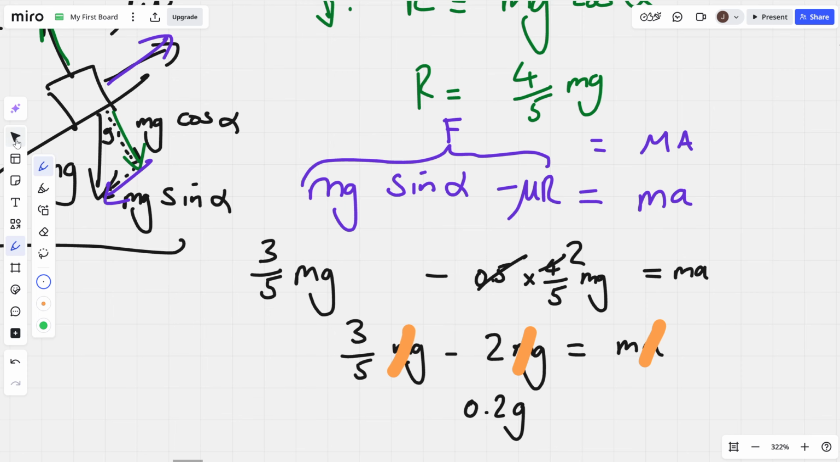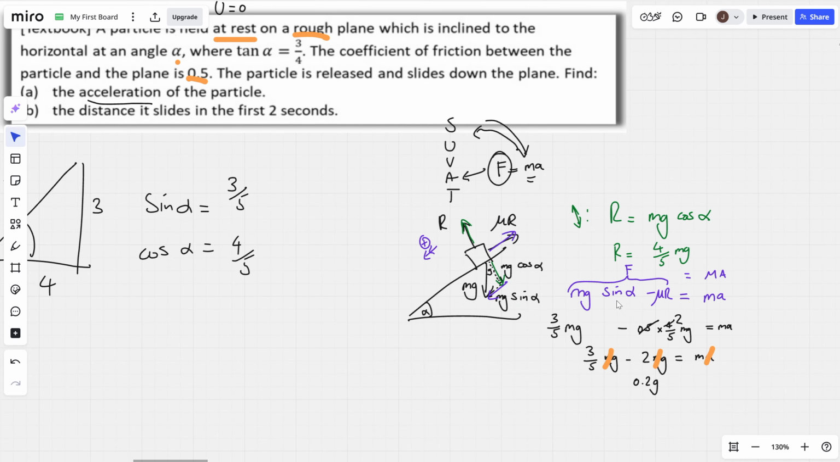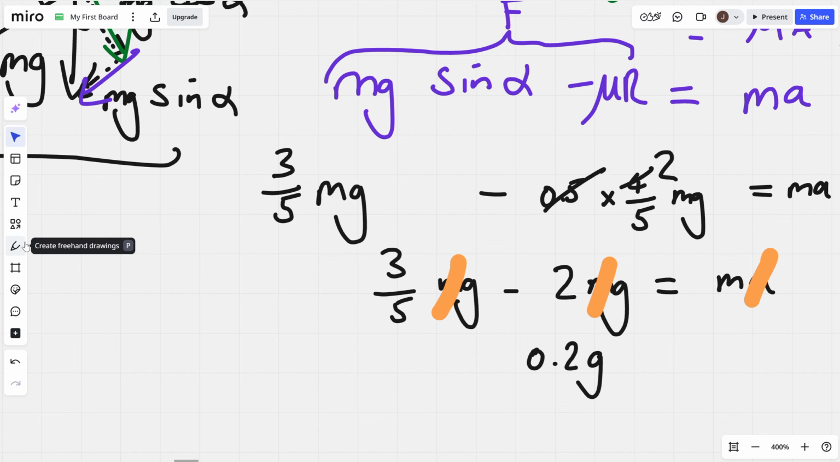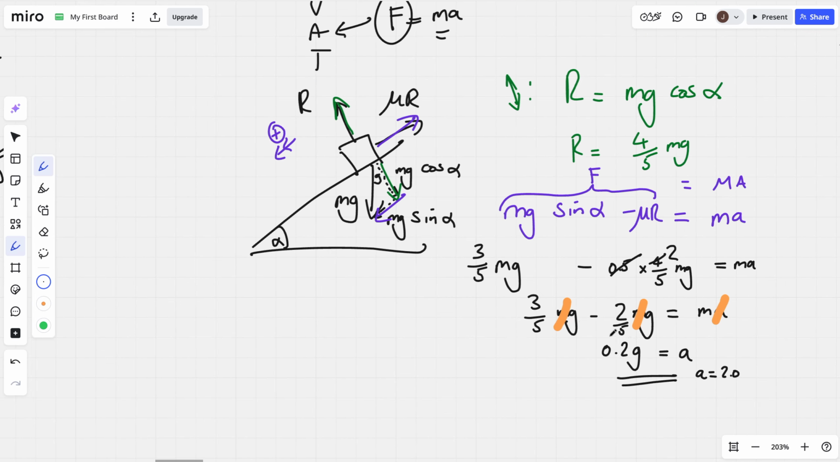I'm just going to check my work because I've got a slightly different answer written down here. Let's just double check. So sine was 3/5, cos was, yeah. Okay, I've dropped that one under there. That's what's happened. So 2/5 there. So yeah, it's 1/5, right? Which is 0.2g, which is equal to, not m, m's been cancelled, is equal to a. Okay, that is 2. All right, 2.0 to 1 decimal place.